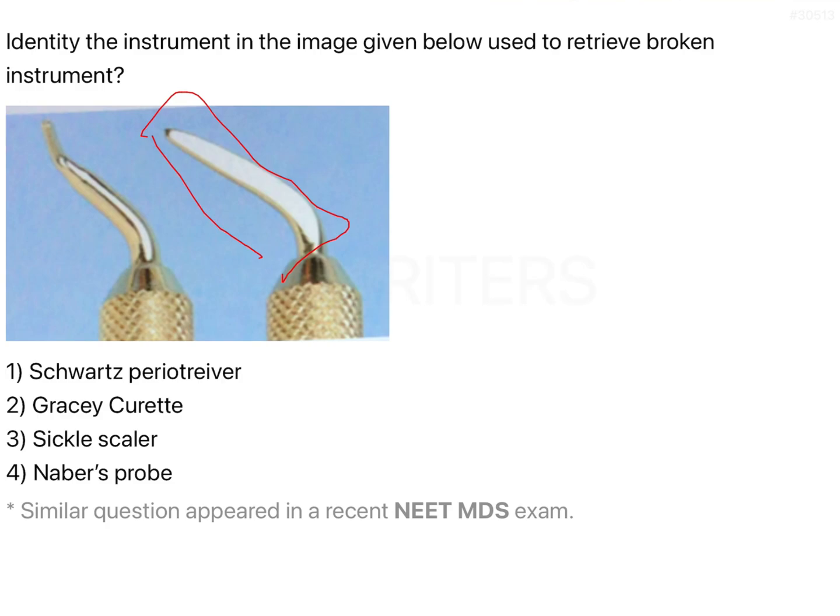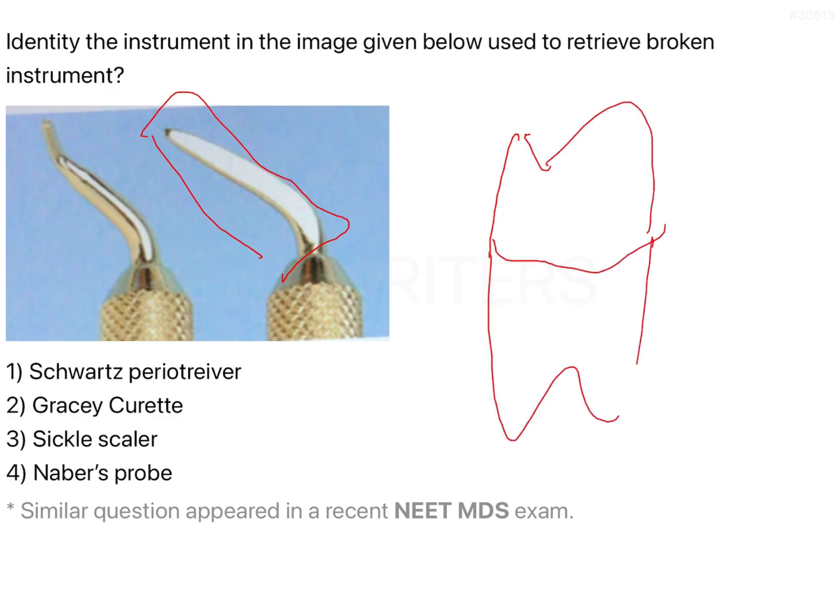Now the options over here are Schwartz periotriever, Gracie curettes, sickle scaler, and Nabers probe. Okay, so Nabers probe, as you know, is an instrument that is used to measure furcation, and it measures the horizontal component, not the vertical component of the furcation involvement. What do you mean by this horizontal component? This is the crown of my tooth, and this is the root, and this is the furcation. My Nabers probe is going to basically go in this region like a hook. If it is able to go inside, that means there is furcation involvement. That is why you measure the horizontal, because you are placing the instrument horizontally, not vertically, to measure something like a pocket.